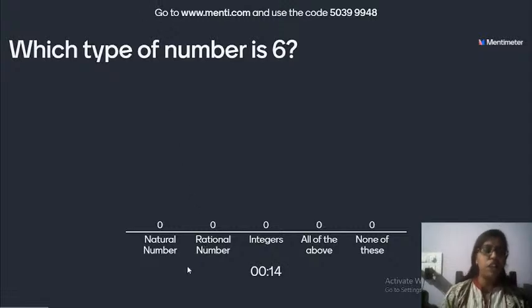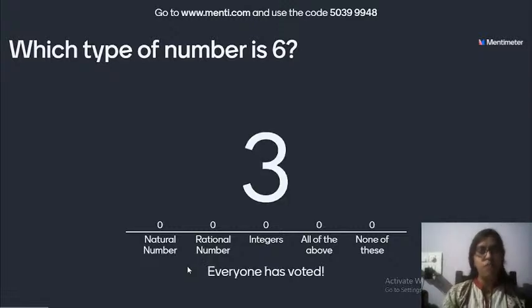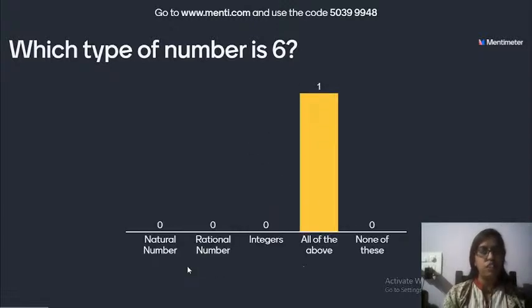Is it a natural number, rational number, integer, all of the above, or none of these? Now the time is going on. 6, 5, 4, 3, 2, 1. So the answer is all of the above.